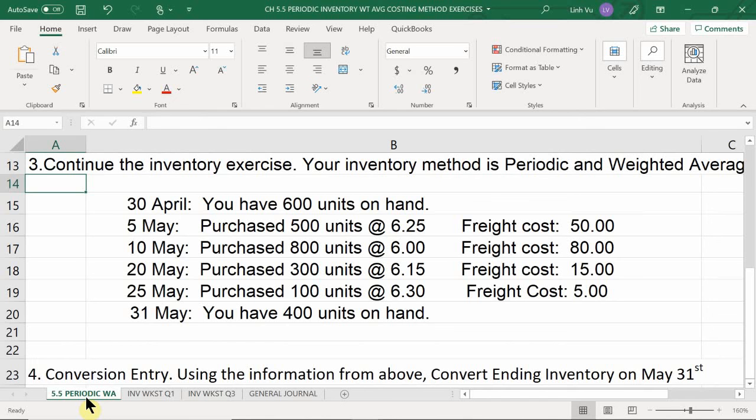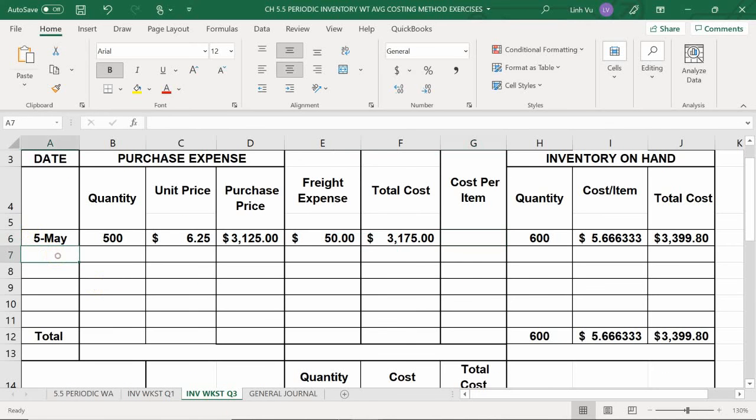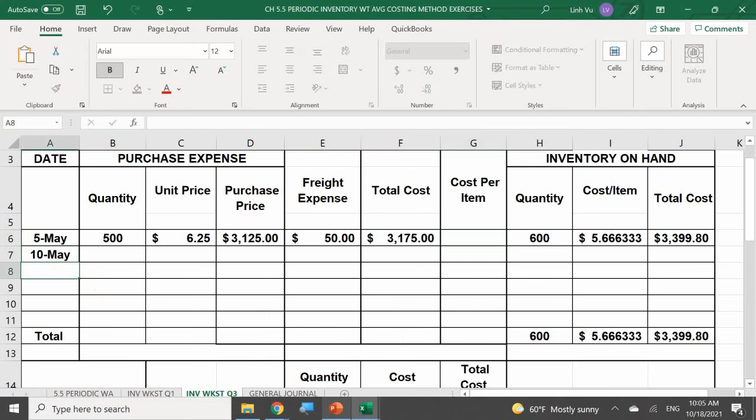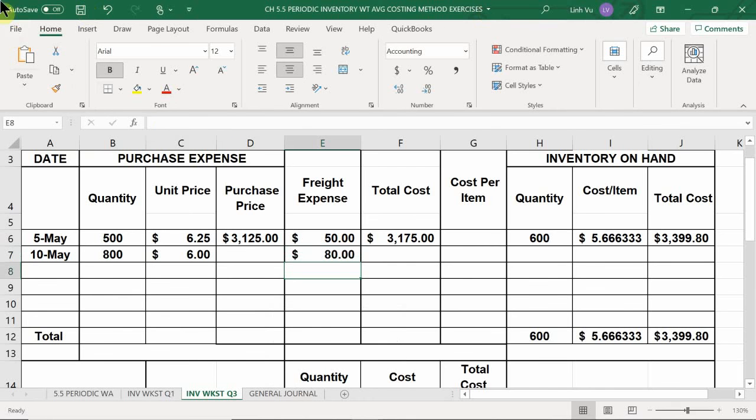So then on May 10, we purchased 800 units at $6 with a freight of $80. So May 10, 800 units at $6 with a freight of 80. So what is my purchase price here? 4,800. 4,800 plus $80 gives me a total cost of 4,880. Good.